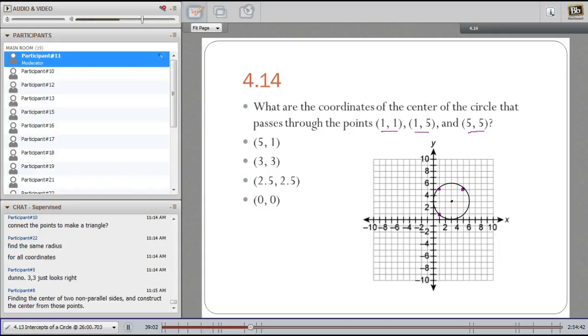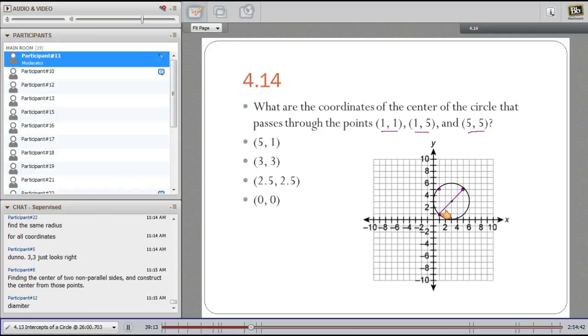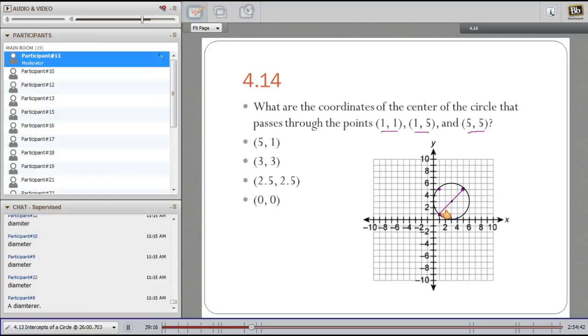Now, in this case, you're probably good. But what you could also do is, you know that those 2 points are on the edge of the circle. So what have I just drawn? If I connect those 2 points, what have I drawn on the circle? Good, diameter. And you could find that distance, right? What would you use to find the length of that diameter?